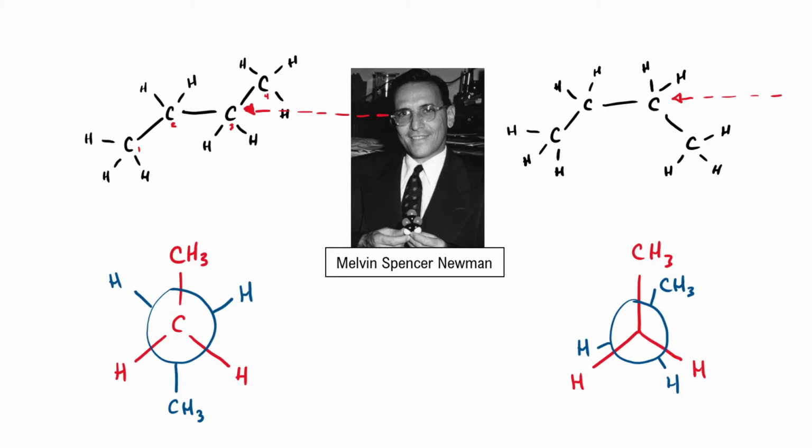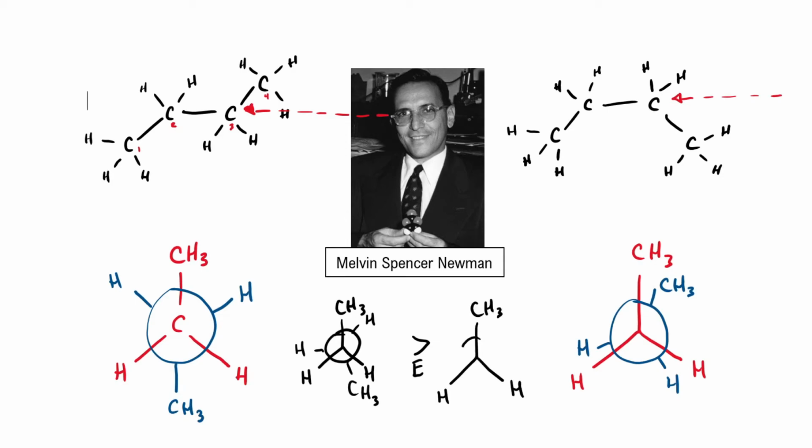Eclipsed conformations have more electron-electron repulsion than staggered conformations, what's also known as steric strain, between the aligned atoms. So the conformation where the methyl group is aligned with a hydrogen are at higher energy than where the 2 methyl groups are staggered next to each other in what's called a gauche conformation.